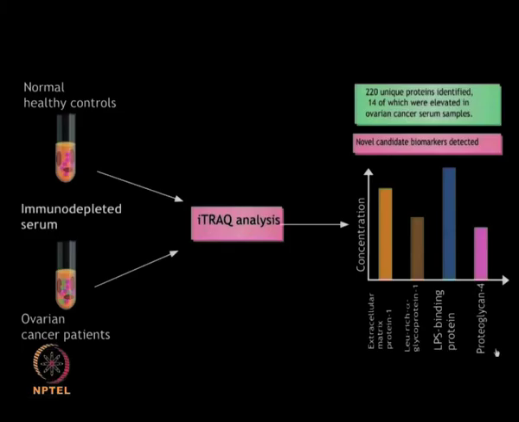The authors detected a total of 220 unique proteins, of which 14 were found to be elevated in ovarian cancer serum samples as compared to the healthy controls, and 4 novel candidate biomarkers were reported for the first time. These results were further validated by Western immunoblotting. This just gives you an overview of how iTRAQ reagents can be used for various types of applications, including in biomarker discovery.